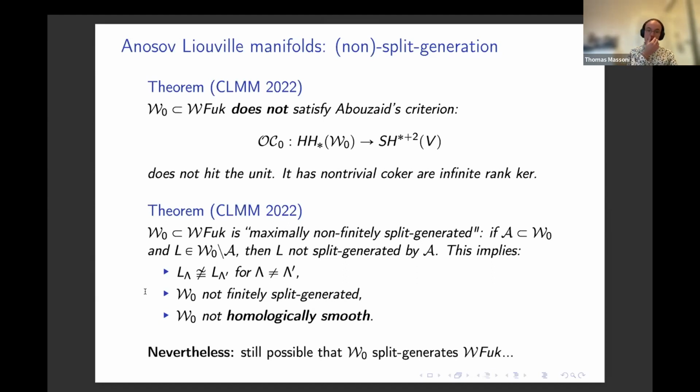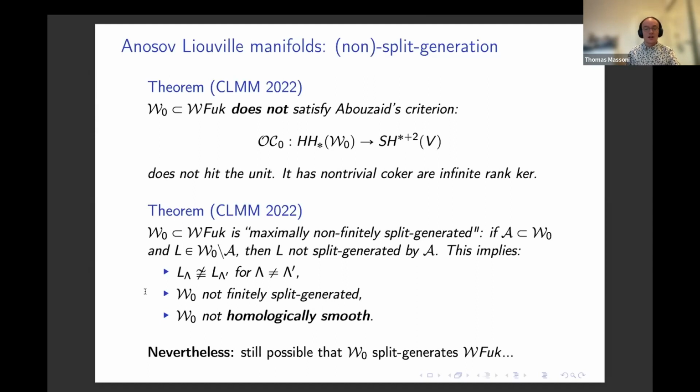But I should say that even though the orbit category itself is not homologically smooth and not finitely split generated, it's still possible that this whole collection of Lagrangian cylinders of the simple closed orbits might still split generate the whole Fukaya category. And that actually we don't really know. If they do, that would give the first example of what's called a degenerate Liouville manifold. So essentially a Liouville manifold whose Fukaya category is not homologically smooth.